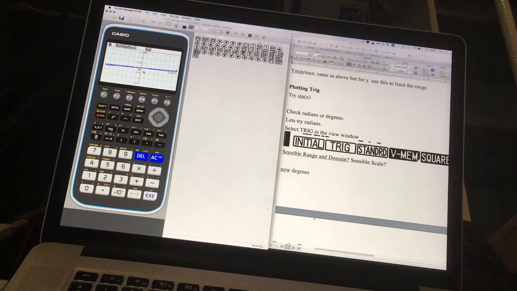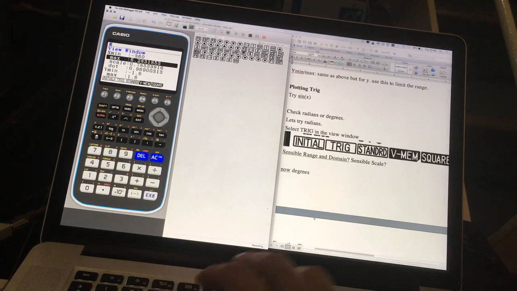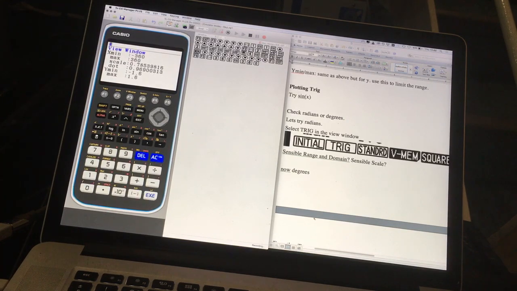So in degrees, I'm now at 0 to pi degrees. Pi degrees is 3 degrees, so obviously my graph looks awful. So need to go to view window again. We're now going to go from 360 to -360. Scale, so we maybe want it every 90 degrees this time. So I put 90 in as my scale. And keep the Y min and max as they are. Exit, draw, and we're back to having a nice looking sine graph in degrees.